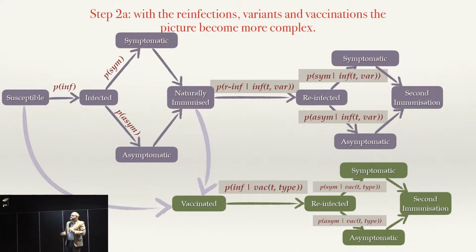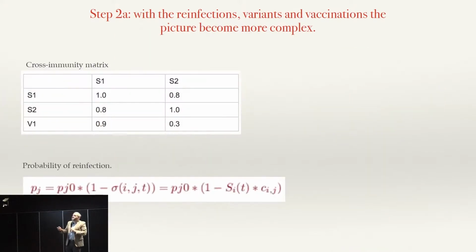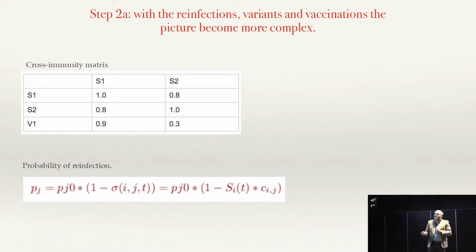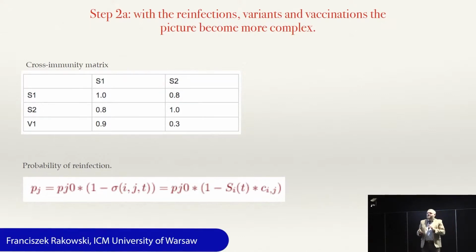And behind those probabilities, we use such data and such a formula. So first we modify the original P_j0 probability by the factor which depends on the cross immunity, the zero cross immunity. So the factor which is telling what is the immune response of the antibodies generated by the previous variant to the incoming variant, and the decay or degradation of the immunity in time.